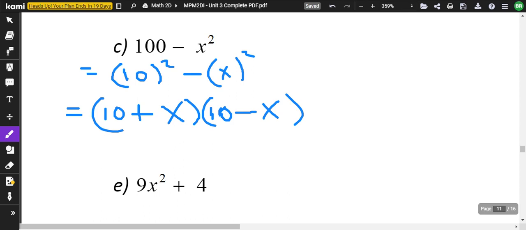Neat. Okay, so it didn't matter the x's in the back. We have a perfect square in the front. That perfect square is 100 because 10 squared is 100. And we have a perfect square in the back, x squared, because x squared is x squared. And it's a difference of squares, so that's good.